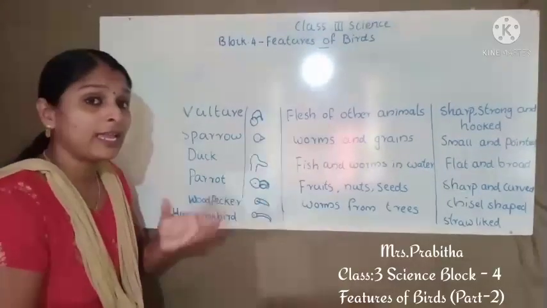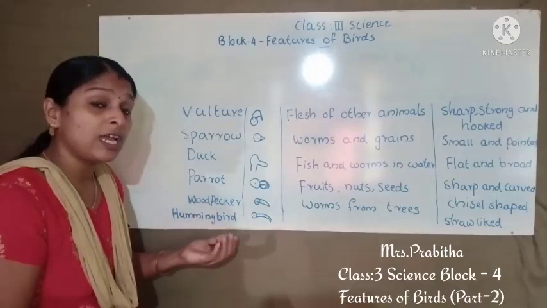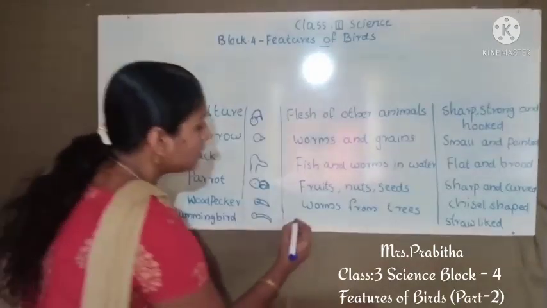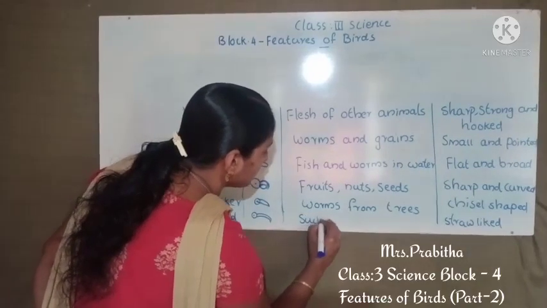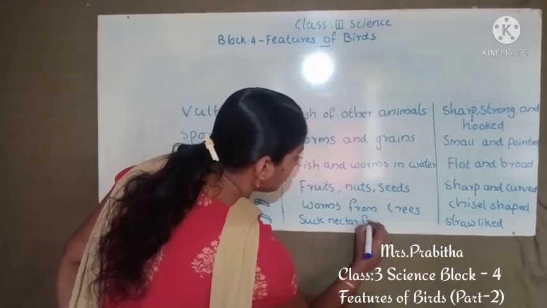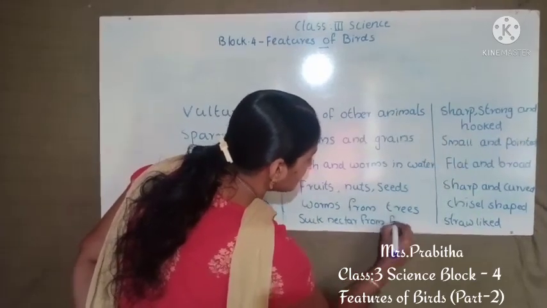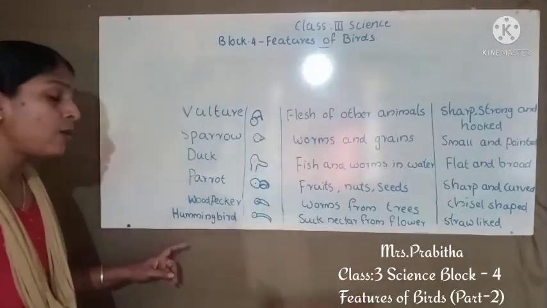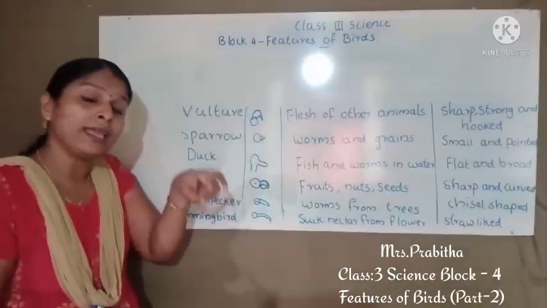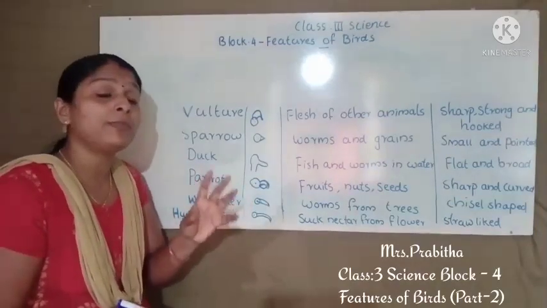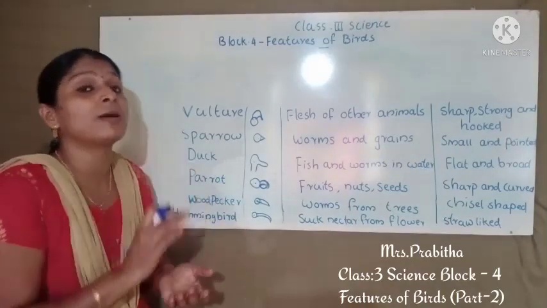So what do they eat? Yes, they suck nectar from the flower. Okay, so which type of beak do hummingbirds have? Hummingbirds have long and straw-like beak. This kind of beak helps them to suck nectar from the flowers.